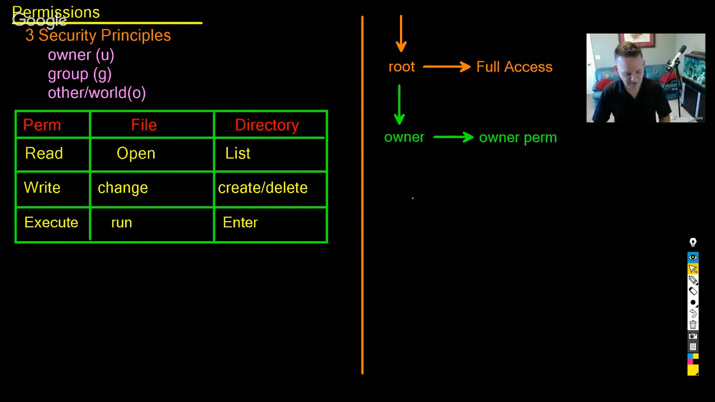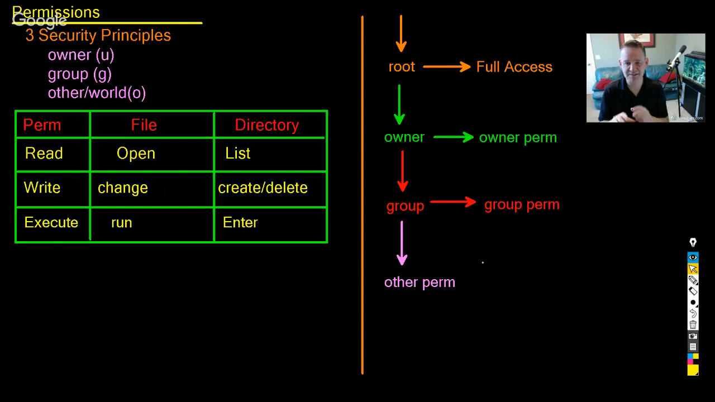If you're not the owner, as you might expect, then the next thing it checks is whether your groups match the group ID, or the group owner, of the file. If you're part of the group, then you get the group permissions. And then lastly, if you are not root, you are not the owner, and you are not in the group, then ultimately you will get whatever permissions are granted to other. So that's how they're processed, and that's an important thing to understand, because that is different than a lot of other systems.